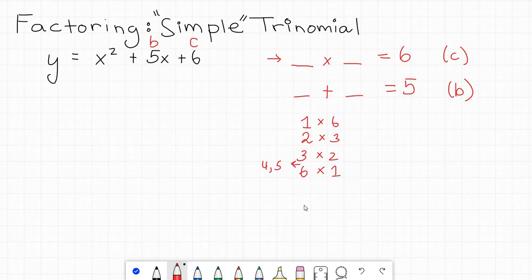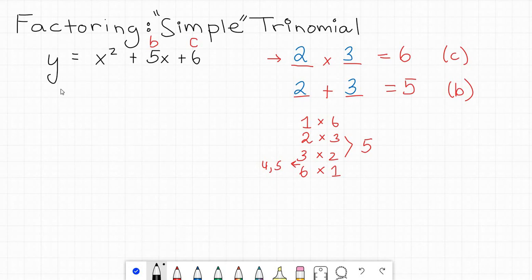1 and 6 and 6 and 1 obviously don't add to 5, but 2 and 3 and 3 and 2 do. It doesn't really matter which of these you use, they both add up to 5. So I'm just going to say that my numbers here are 2 and 3. And then you're basically done.